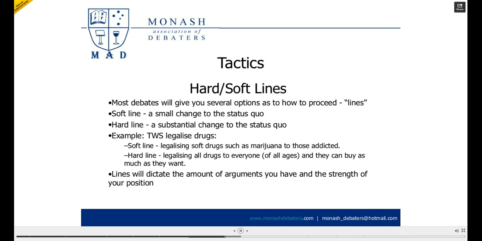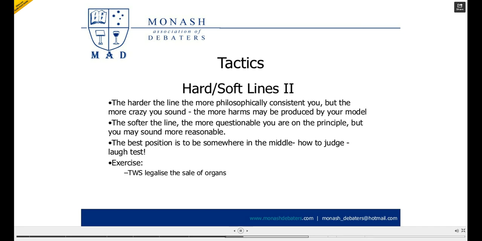Another thing to keep in mind about hard and soft lines is that, I think I have this actually on the second slide. Yeah, cool. We're going to flip over to this one now. Okay. Hard and soft lines are important to think about, not just because they dictate how effective your model is going to be. It's actually really important in terms of being philosophically consistent. So it's about knowing who you are. If you're a team that is crazy libertarian and really wants everyone to have free drugs all the time, and you only legalize marijuana, there's absolutely no philosophical consistency between what you're proposing and what you're arguing, and that's really damaging for your case because you get what is essentially a problem-solution gap.